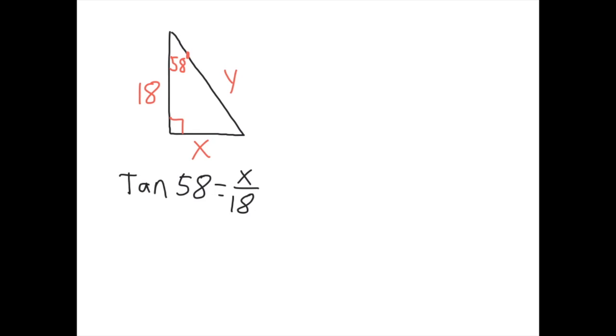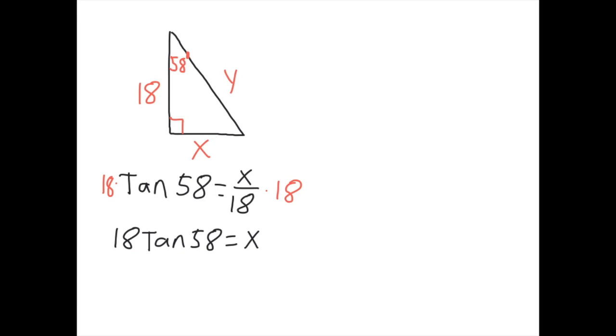So now to solve for x, we would multiply both sides by 18. It's just like solving an equation. So multiply both sides by 18, and we would get 18 times the tangent of 58 is equal to x. This is the tangent of 58, so we can't say 58 times 18. We have to say 18 times the tangent of 58.